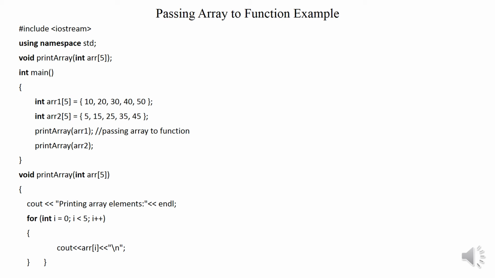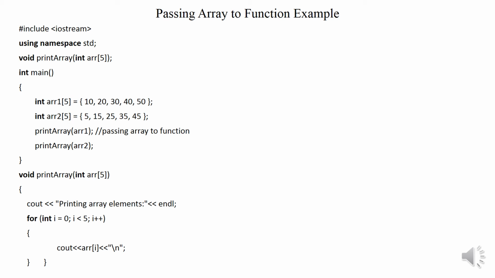Print array, these are the two function calls. Means a similar function we call in the main program two times. The first time we pass array1 and print array1 where we define the function. So the compiler control from print array1 goes to the void print array int array 5 elements.